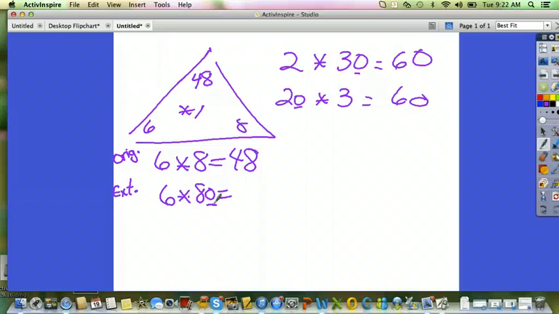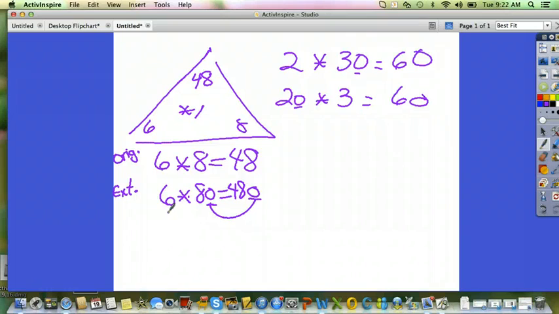Carry it to the word and drop it off. Okay, so we're going to drop it off. So let's take our 0 and drop it off. 6 times 8 is? 48. So what's my new number? 480. That is my extended fact, okay?